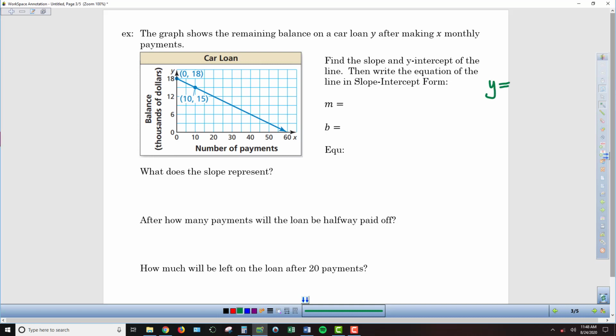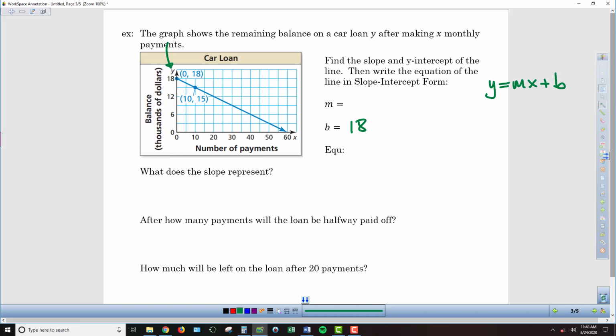So once again, we're aiming to write an equation in y equals mx plus b format. And so we've got to identify what the slope is and what the y-intercept is. So this time, the y-intercept is not the origin, but it's up here at 18. So I'm going to write b down as 18. And we should take note that the balance is in thousands of dollars, so that's really 18,000. But it's okay if we just leave it as 18, and then we just have to remember to multiply by 1,000 whatever answer we get later on when we're using our equation.